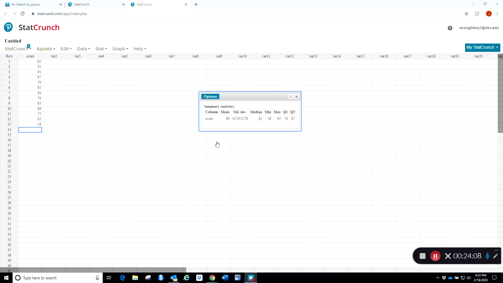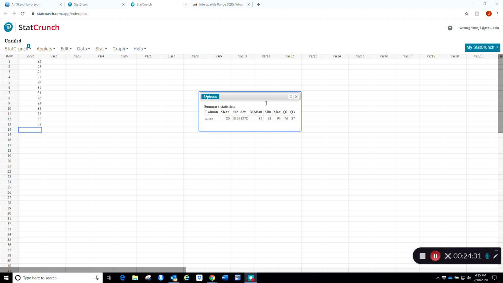All right, so looking at the numbers, most of them are the same. So we got the mean of 80. We got our standard deviation of 10.03. We got a median of 82, and our min and max match. If you notice, our Q1 and Q3 don't exactly match because StatCrunch actually does a slightly different method of calculating those quartiles than we do.